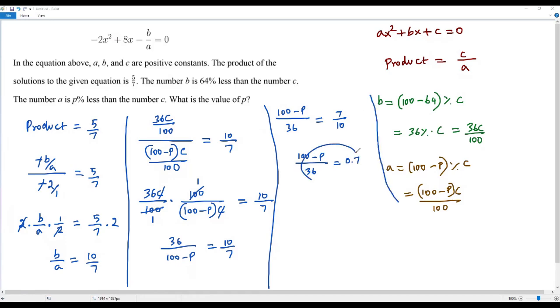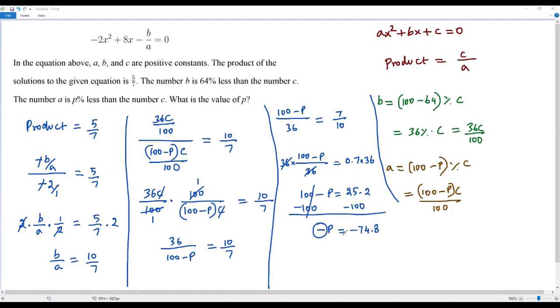Now let me multiply both sides of this equation by 36 to get rid of the denominator over here. Let me multiply by 36 on the left side, and on the right side also by 36. Here this 36 will cancel out. Then I'm getting 100 minus p equals, when I multiply 0.7 and 36, 25.2. Now let me subtract 100 from both sides of this equation. Then this positive 100 and negative 100 will cancel out. I'm getting negative p on the left side. When I simplify the right side, I'm getting negative 74.8.